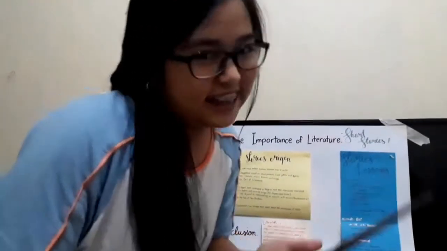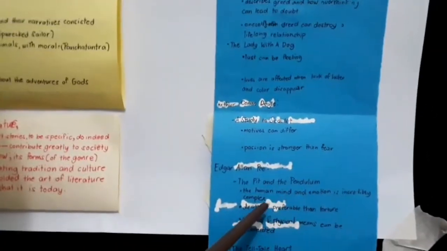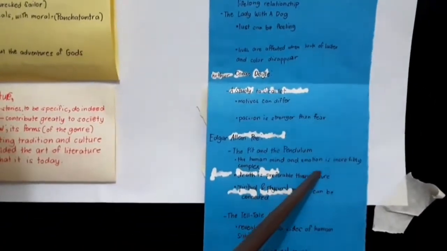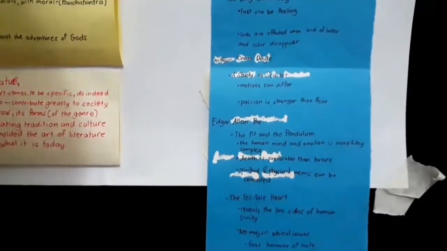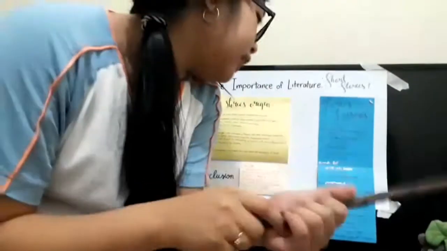Now finally, Edgar Allan Poe, my ultimate favorite writer of all time in the history of the universe and of literature. Here are the books you should read. So The Pit and the Pendulum discovers that the mind and emotion is incredibly complex and can react gracefully under pressure. And it also taught me that death is much more preferable than torture. I mean, who would wanna be tortured?